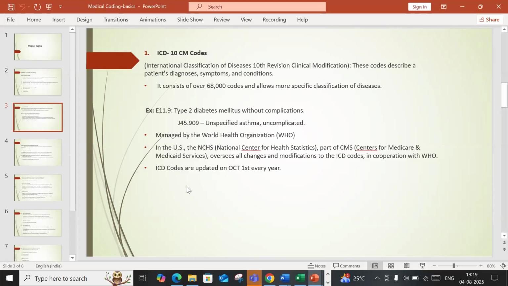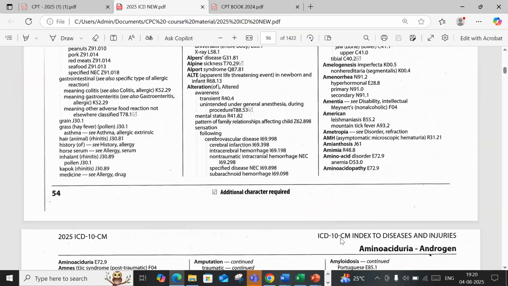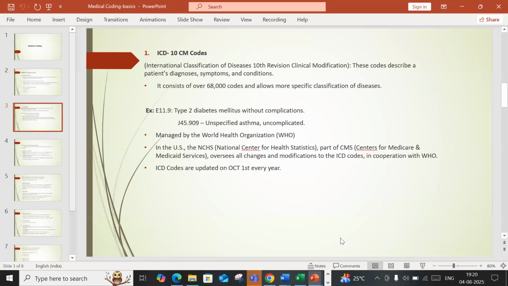And these ICD codes are updated on October 1st every year. So every year this ICD manual is getting updated. Updated means any new diagnoses are developed. For example, coronavirus. Before 2019, for example in 2018 or 2017, there was no corona code in this manual. This is the ICD manual, right? So there was no corona code because that time that disease was not there.